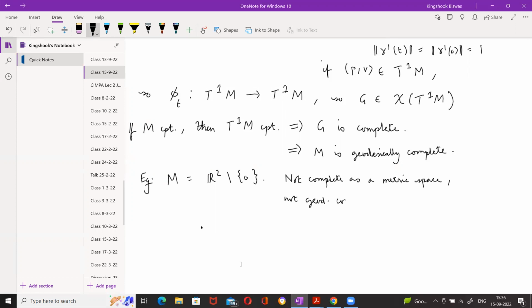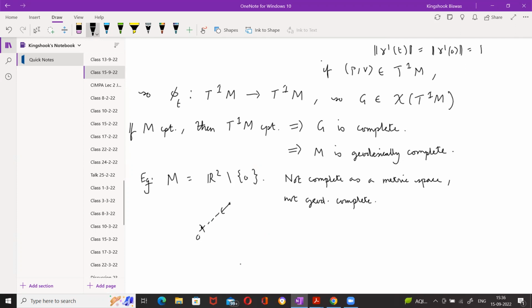Because geodesics are just straight lines. If I take any straight line passing through the origin, then I cannot extend it for all time in this manifold. Just a simple example.